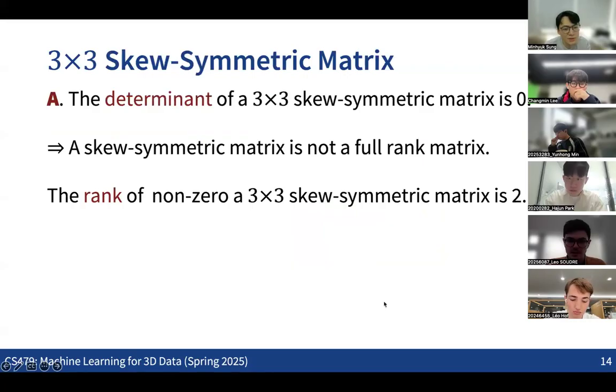Yeah. So if you calculate the determinant yourself, you can see that the determinant of the 3 by 3 skew symmetric matrix becomes 0. The fact that we are going to use in the rest of the lecture is that the 3 by 3 skew symmetric matrix is not a full rank matrix. This means that the rank of this 3 by 3 matrix becomes not 3 but 2. Okay, so this is the fact that we are going to use in the next part of the lecture. Any questions on this?